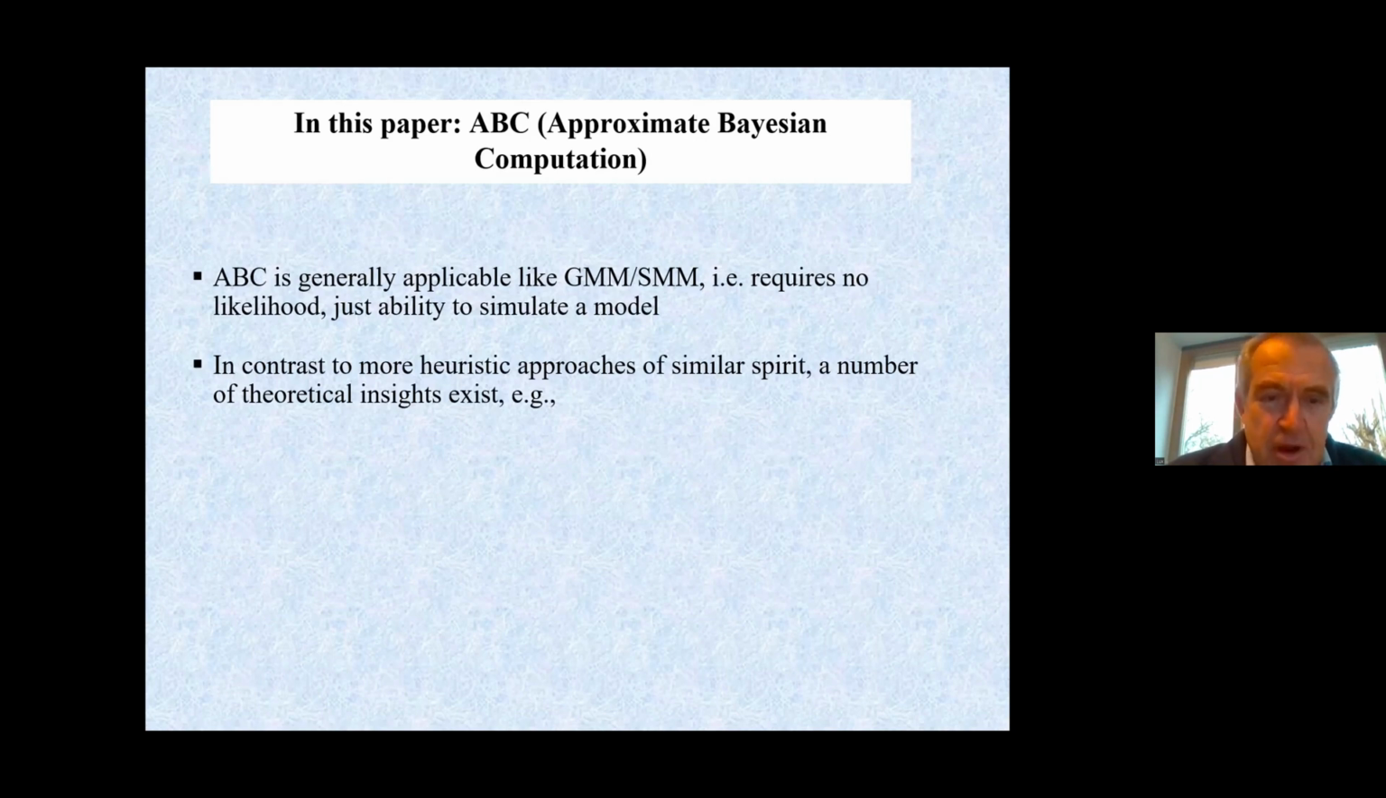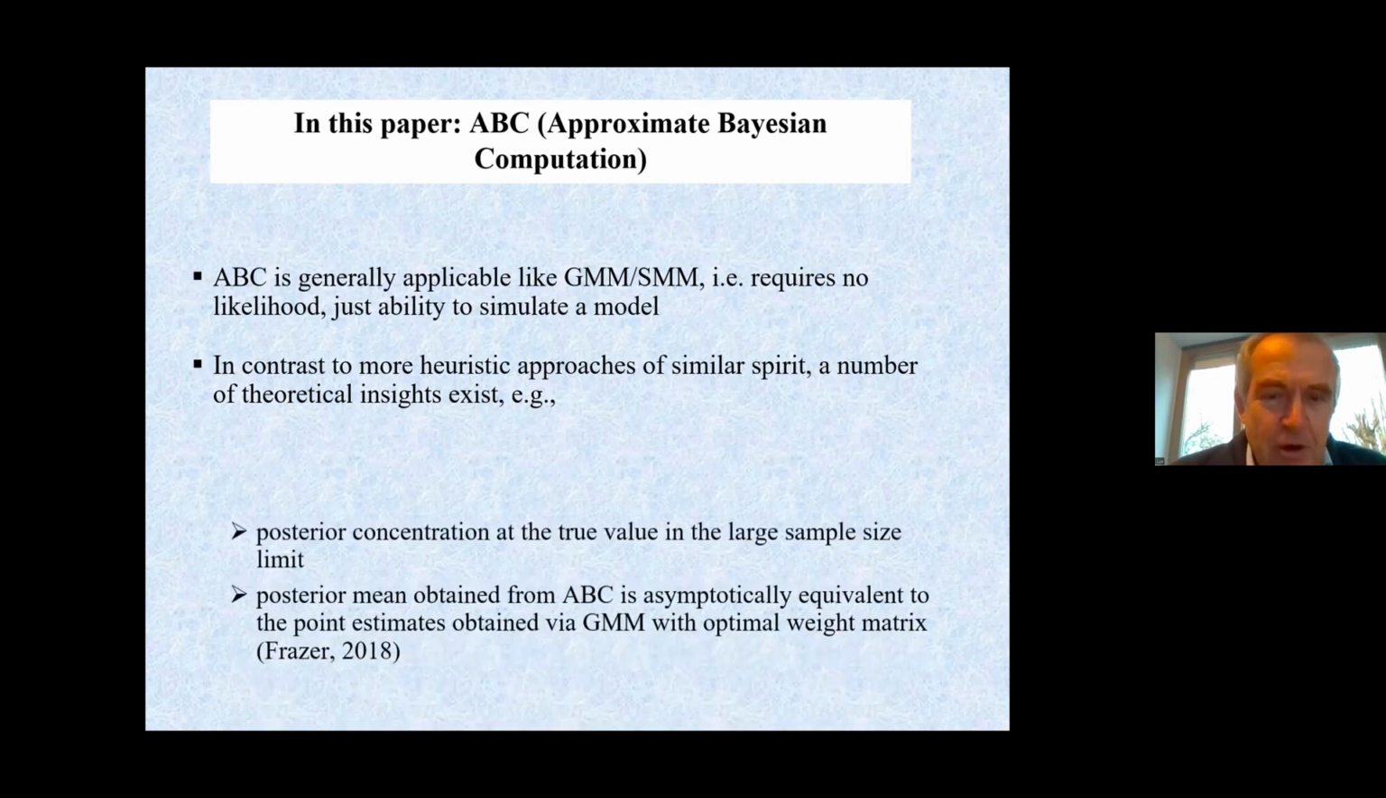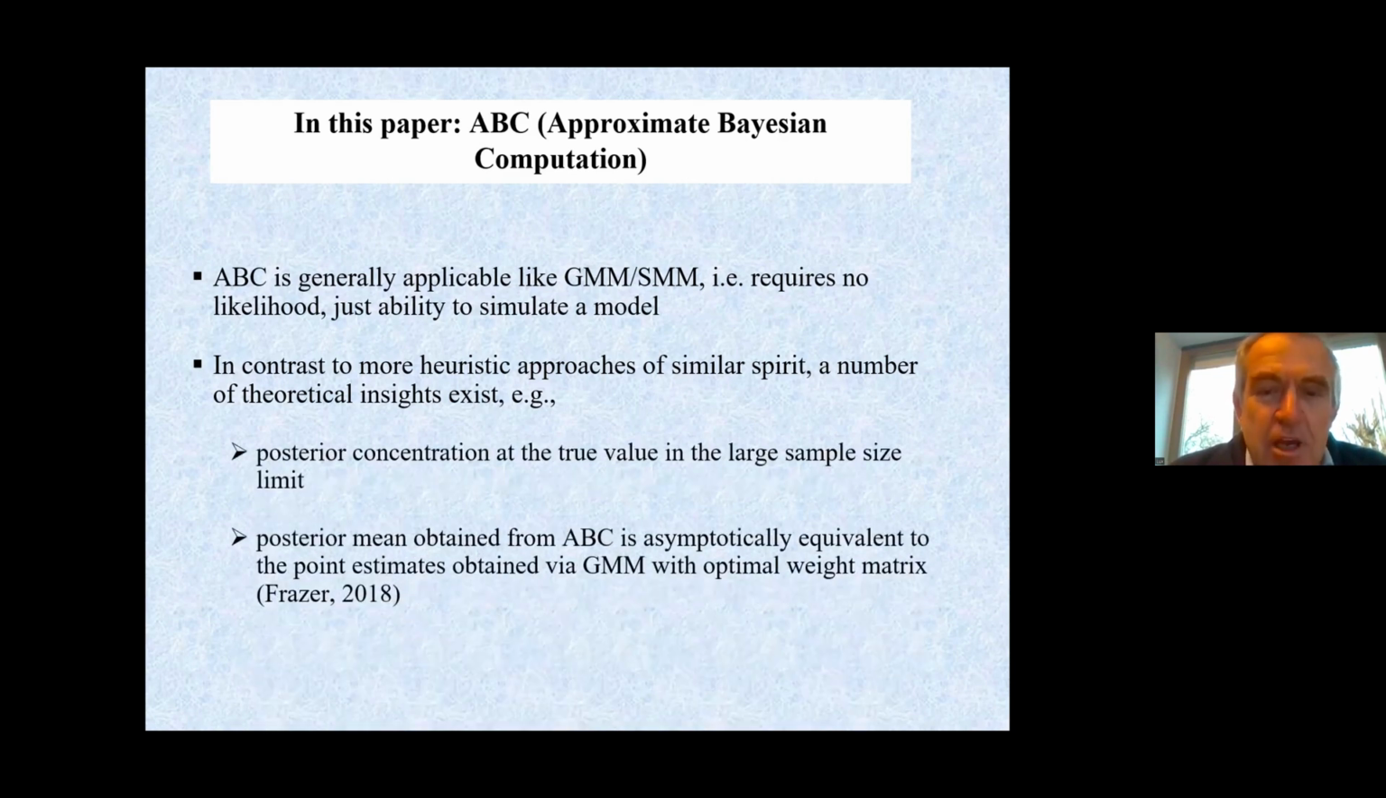The nice feature about this approach is, however, that although it is very simple, there are quite a number of theoretical insights, which is in contrast to other more heuristic approaches. So we know a few things about the outcome of such an ABC estimation exercise. Namely, it has been shown that you have posterior concentration at the true value if the sample size is large enough.